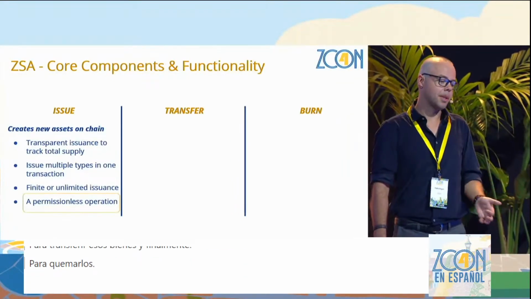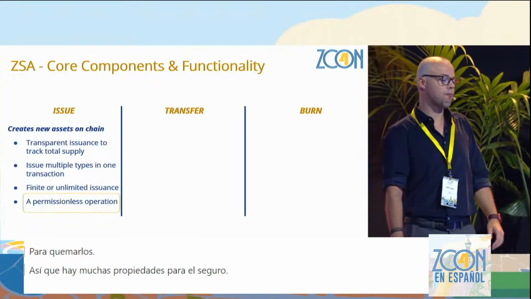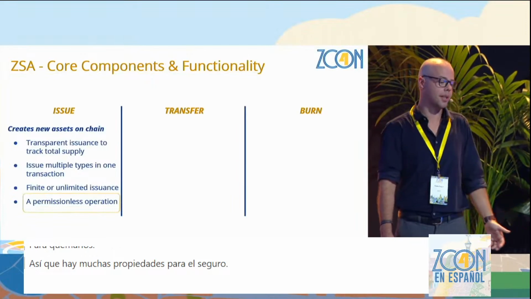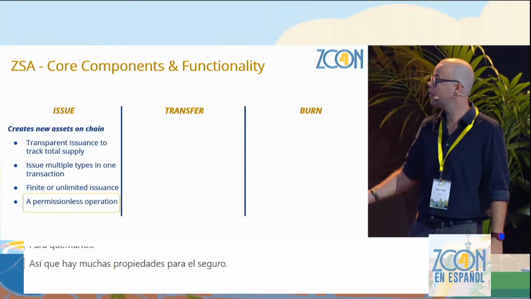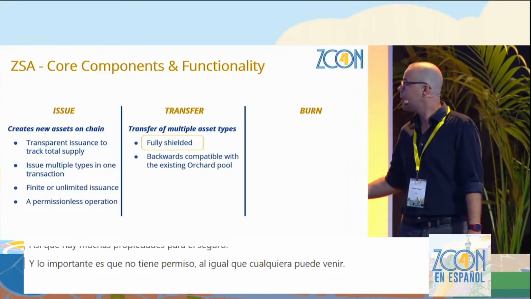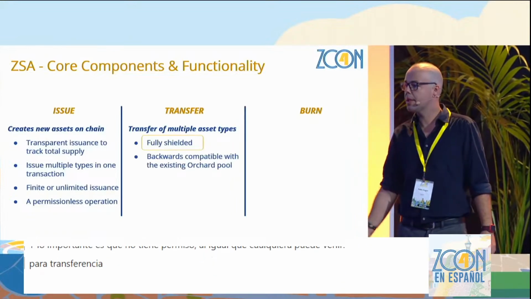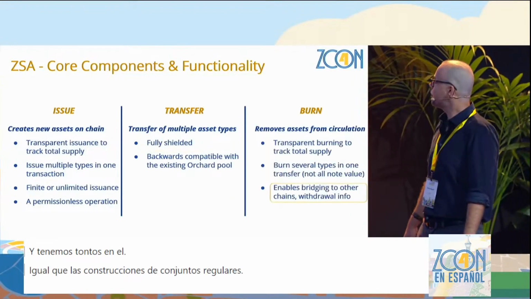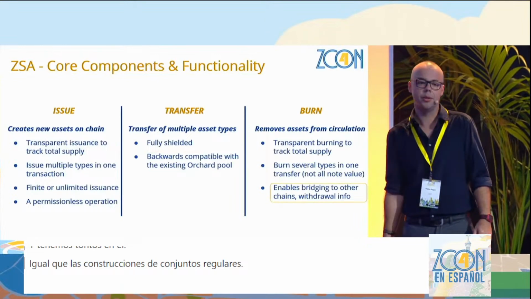So there are many properties for the issuance. The important thing is that it is permissionless, same as regular Zcash transfer. Anyone can come and issue assets. For transfer, we have fully shielded transfers, same as regular Zcash transactions. And for burn, we need the burn functionality to enable bridging.